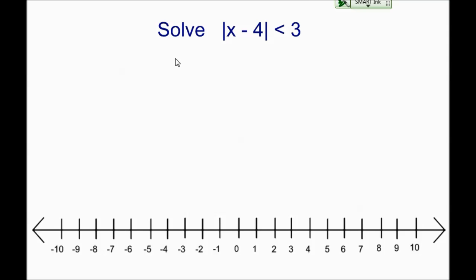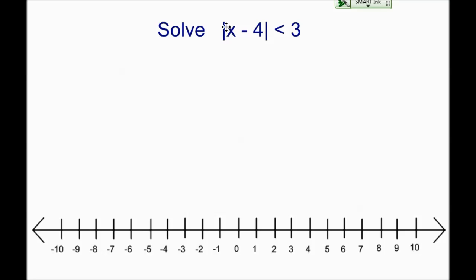In this video, I'm going to show you how to solve an absolute value inequality. In one of my previous videos, I've shown you how to solve an absolute value equation. In it, we defined absolute value as the distance from a number to 0. And that's the same idea we're going to base this off of.